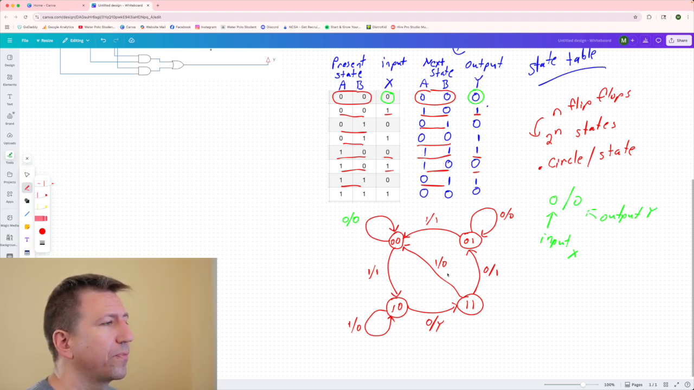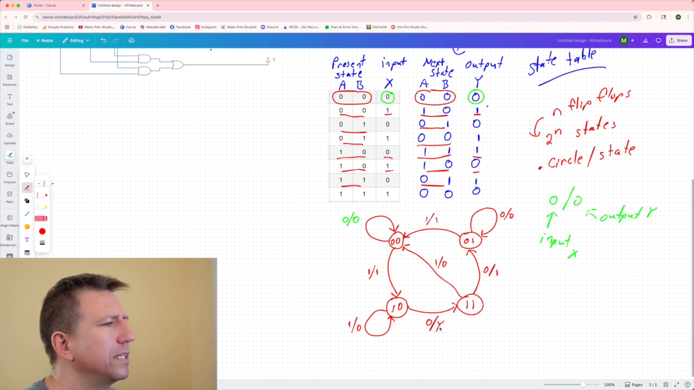state diagram. And one thing that I want to point out to you is that each of the circles is going to have 2 arrows leaving it because we have 1 input, and that input can be a 0 or a 1. So if I look at 0, 0 right here, it has this arrow leaving it when the input is 0, and then the output, because of that transition, is 0. And when we have this arrow leaving it, the output is 1. So each of these has 2 arrows leaving it.